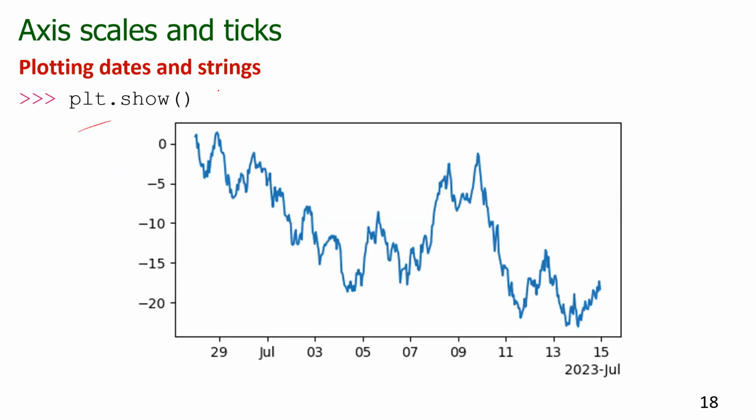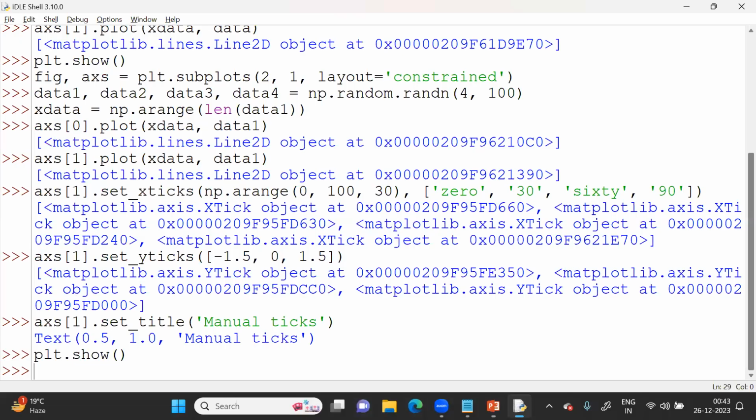Now plt.show. Here you can see whatever the dates you have given. Here you can see starting to ending range. This can be plotted. Then y-axis whatever you have given. This is another way of plotting dates. Let us run this program and check the output live.